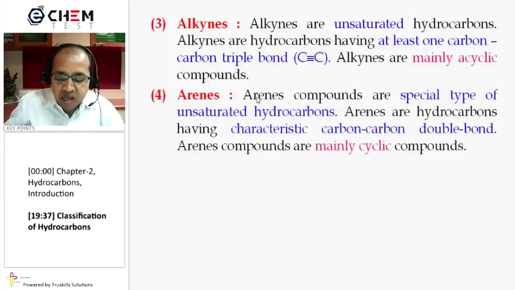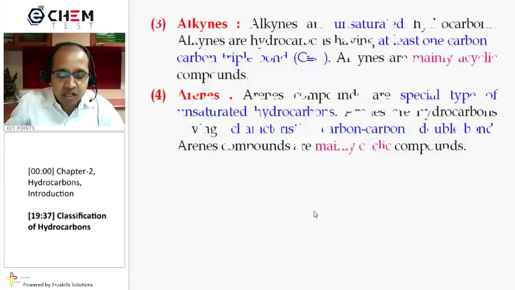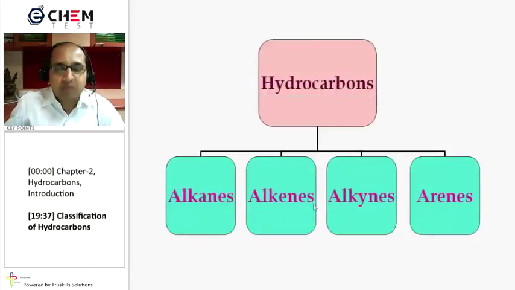And same way, arenes. Arene compounds are a special type of unsaturated hydrocarbons. Arenes are hydrocarbons having a characteristic carbon-carbon double bond, and arene compounds mainly contain cyclic compounds. The first member over here always has a minimum of 6 carbon atoms, and the first member is benzene, C6H6. We have to discuss one by one in detail all these 4 types of hydrocarbon. So every time I will start from this slide where we are starting with the hydrocarbons alkane, alkene, alkynes and arenes.